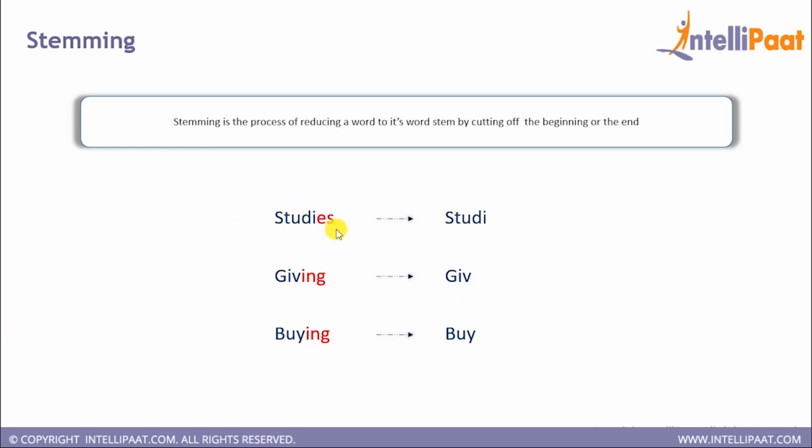In the first case, studies, we have cut off the suffix es and it becomes study. In the second case, giving, we have cut off ing and it becomes giv. And in the third case, we have cut off ing from buying and it becomes buy. Of the three cases, only in the third do we have a word which makes sense. So when implementing stemming, it is not always necessary that the final stemmed word should have a meaning associated with it.